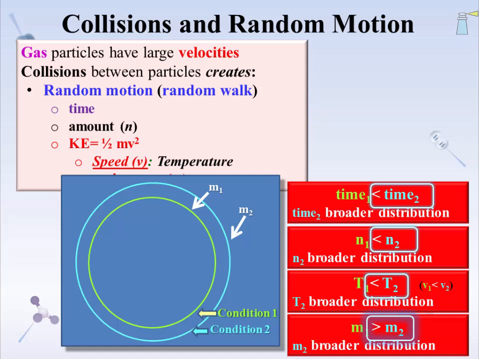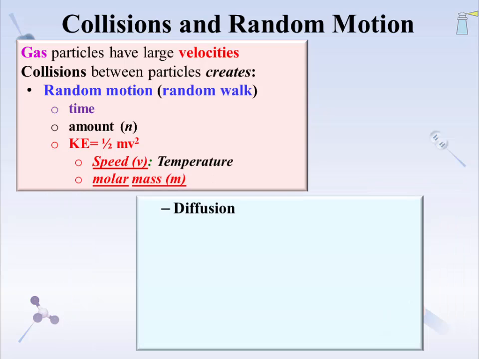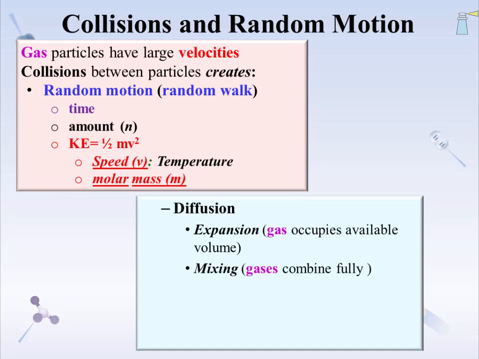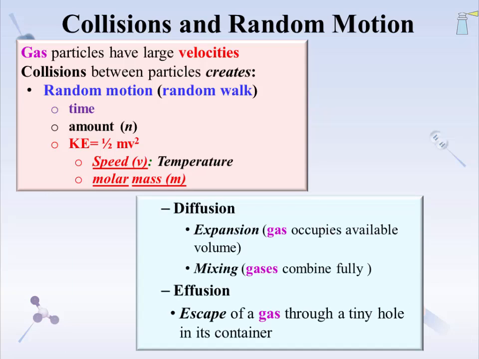This series of comparisons takes us to our final 2 topics. The first is diffusion, which is the expansion of a gas to occupy all available volume. Diffusion is also used to explain the mixing of gases. And then there is effusion. It is the escape of a gas through a tiny hole in its container. Both of these properties can be explained by the random walk of gas particles.